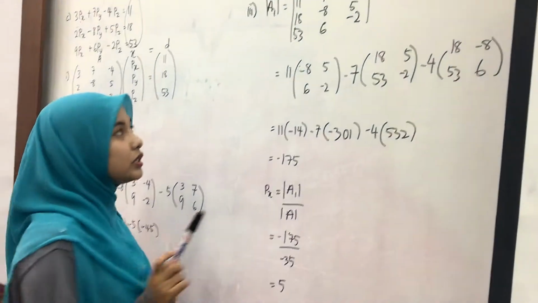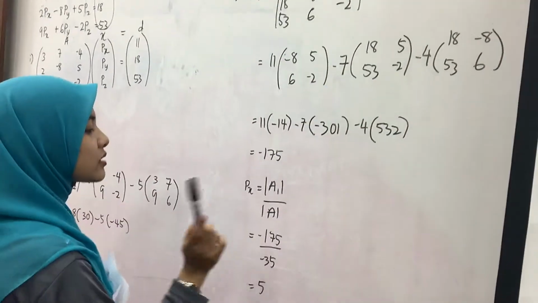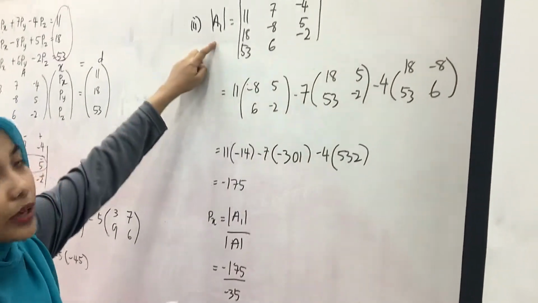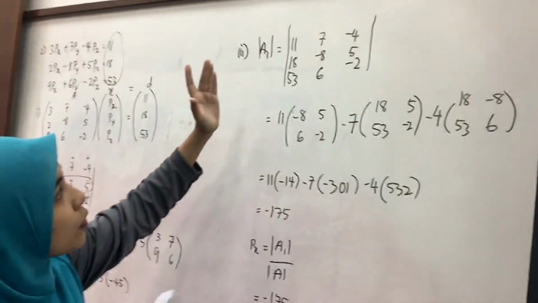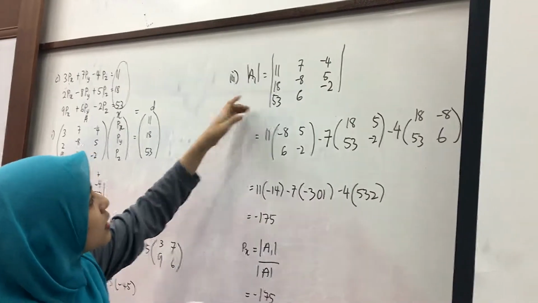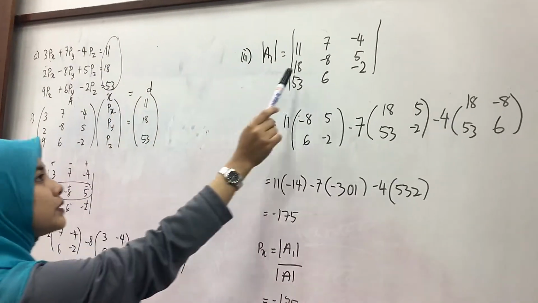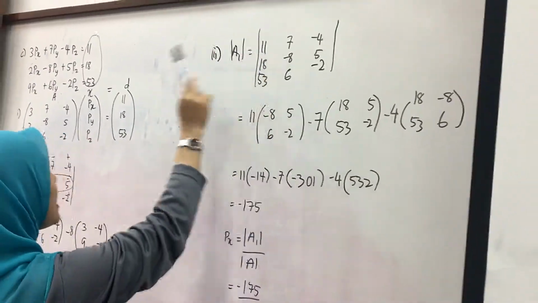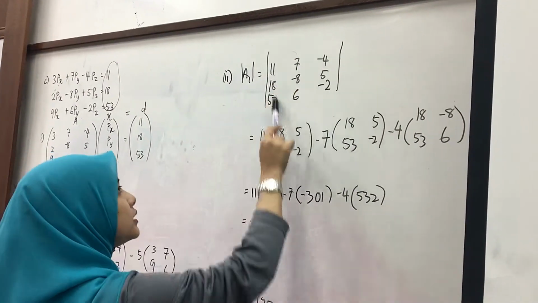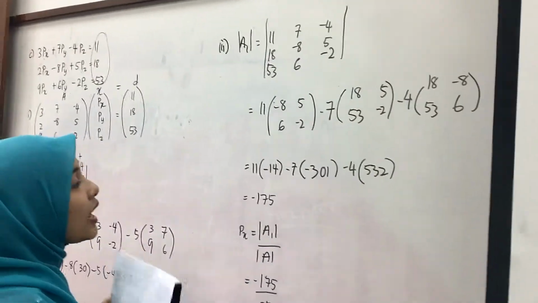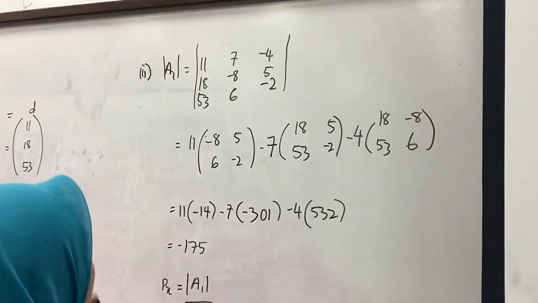So for the next question, find the Px. To find the Px, I have firstly to find the A1 determinant. For the A1 determinant, I have to substitute this side, the D side, into the first row. So I write this, I take this 11, 18, 15, and the others I just write back from the A. So I write it like this. Same like that, I have to choose either one of the rows. So I choose the first row.